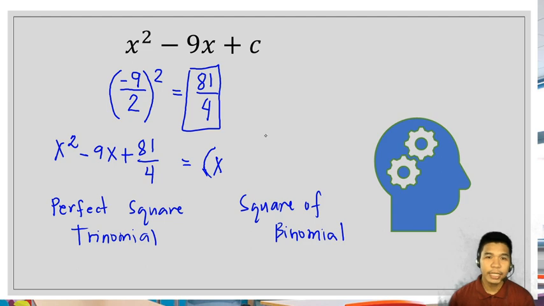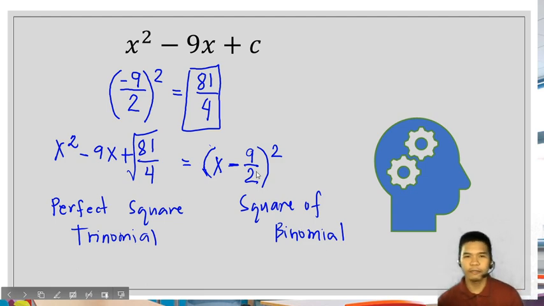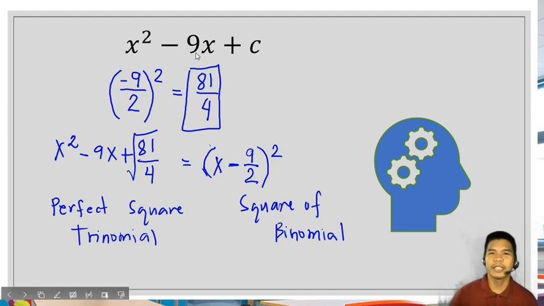Tanggalin natin yung square niyan. Tapos, kung ano yung sign ng middle term. So, that is minus. And then, syempre, get the square root of this, no? So, yung square root ng numerator over the square root of denominator. So, the square root of 81 is 9 over the square root of 4 is 2. Quantity squared. Okay, so, ito na ngayon yung ating square of binomial. X minus 9 over 2 quantity squared. Okay, so pag may na-encounter tayong hindi divisible by 2, ganyan lang yung gagawin natin.